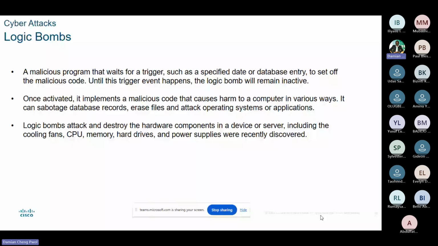So it happened at a certain time. There's a particular time that once the time reaches, activity begins. And that can happen at midnight when everyone is not within that facility. So that is when the attack started. So you can have a logic bomb in this form.